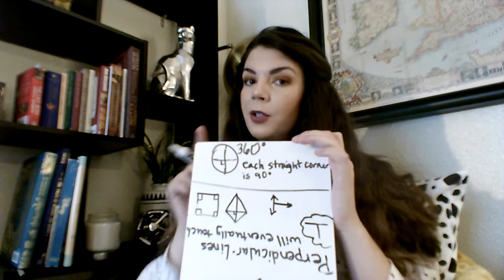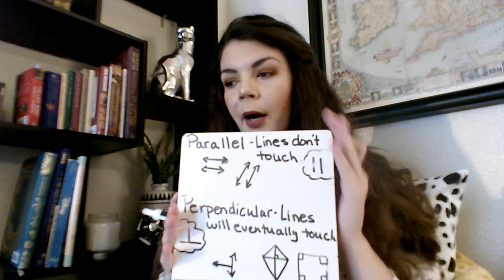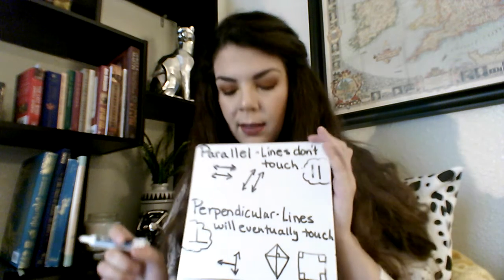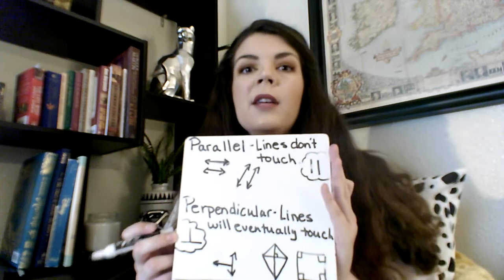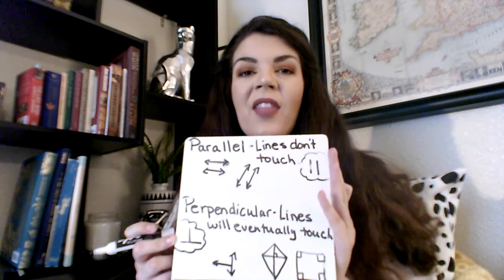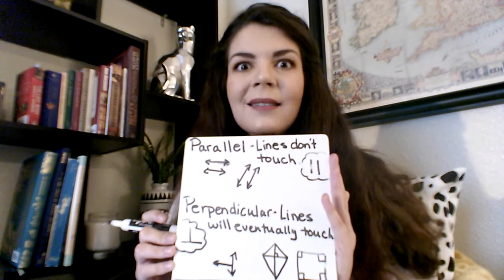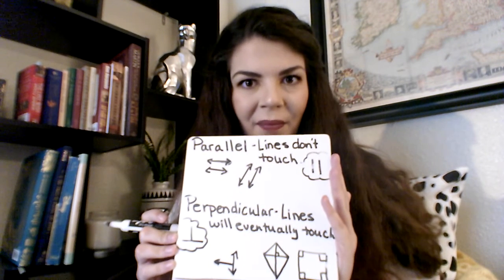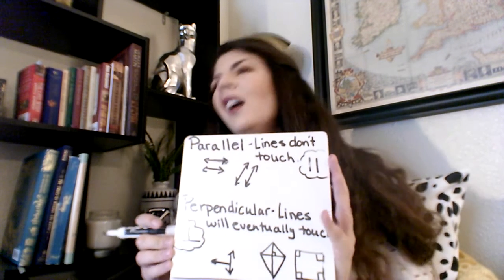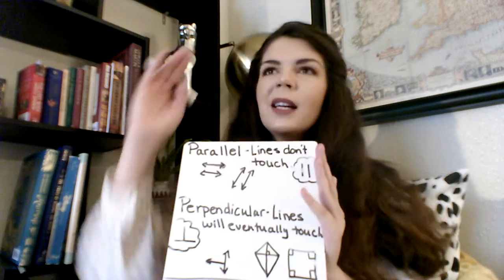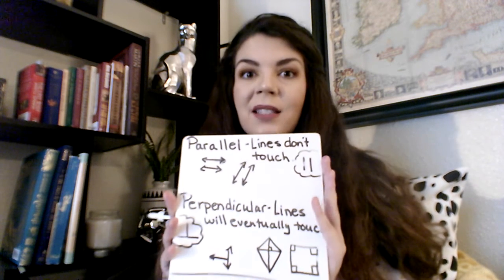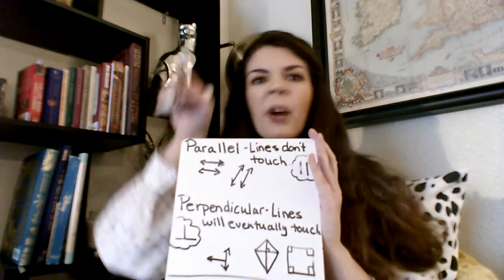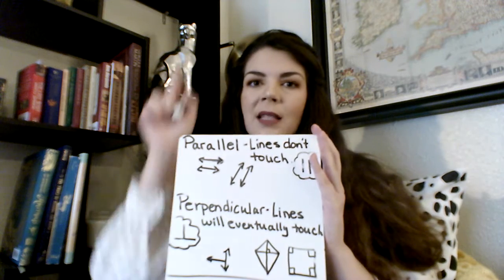Now that's something special to remember, because perpendicular lines are lines that will eventually touch, and they have to be 90 degrees. I always thought a line could be kind of crooked and that makes it a perpendicular line. No, your line has to be 90 degrees. It has to be a perfect L. It has to be perfect.